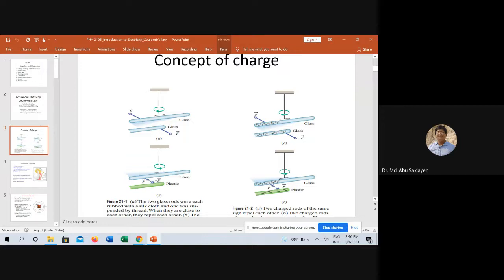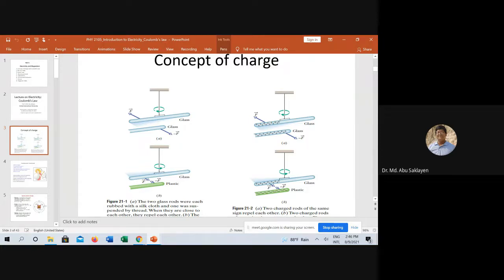And when you rub the plastic rod with fur, some electrons from the fur are transferred to the plastic rod, and the plastic rod is negatively charged. So when the glass rod is rubbed with silk cloth, it is positively charged, and unlike charges attract one another.